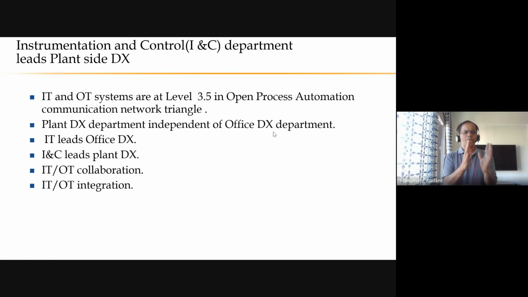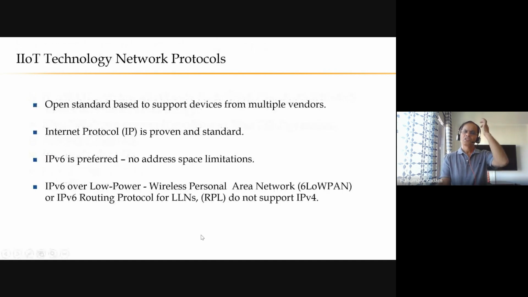So always, as I told, plant control room digitization and office tools are different. Now IT leads the office, means IT's main function is office digitization. Instrumentation and control leads plant digitization. Now this IT and OT, instrumentation, they are going to collaborate and integrate with each other. So plant data goes to IT for further business functions. So IIoT technology network protocol. So I am now explaining to you related to cyber security. What standards are coming up?